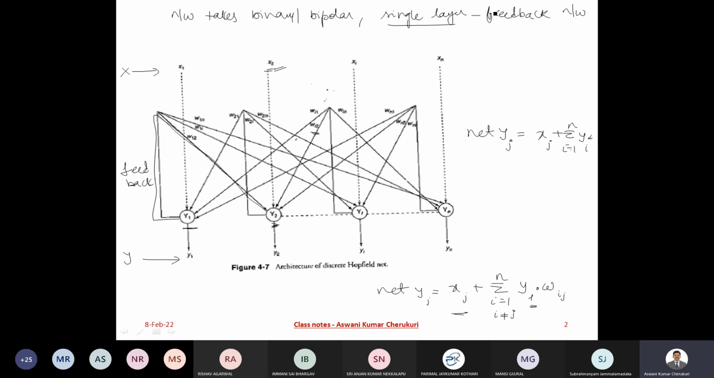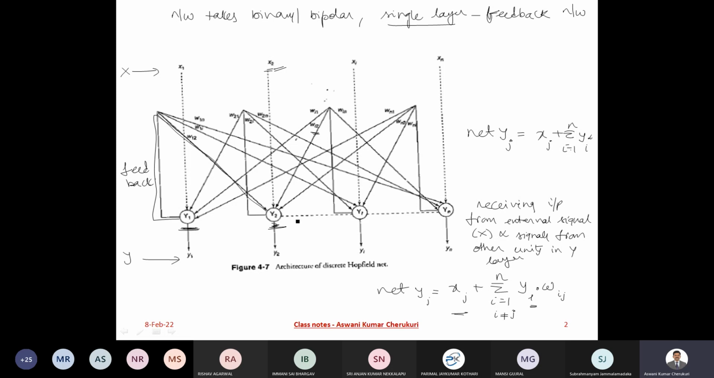So that means, again I repeat, each node or each unit is receiving input from an external signal. What is the external signal here? That is the X, and it is receiving the signals from other units in the Y layer.